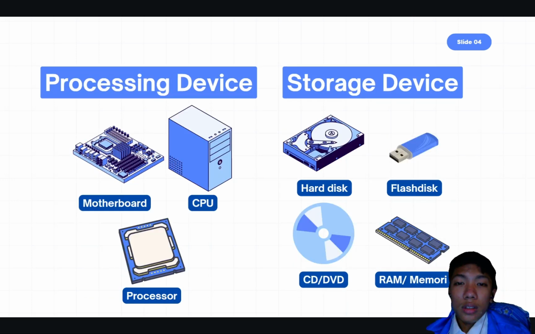Next, let's discuss processing devices and storage devices. Processing devices are responsible for processing data and controlling computer operations. Examples include the motherboard, CPU, and processor. Meanwhile, storage devices are used to save data and information. Examples include the hard disk, flash drive, CD or DVD, and RAM. Both processing and storage devices are important because they help the computer work efficiently.